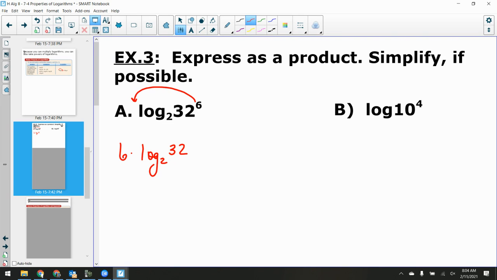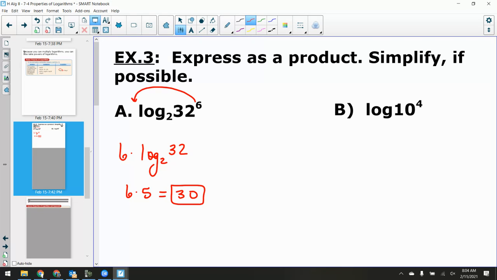Now, how does that help us? Can I evaluate log base 2 of 32? Yeah, any log base 2 is an easy number. I've got 2 to the first power is 2, 2 to the second power is 4, 2 to the third power is 8, 16, 32. 2 to the 5th power is 32. So I know this is really like 6 times 5, which is 30. I know, crazy.